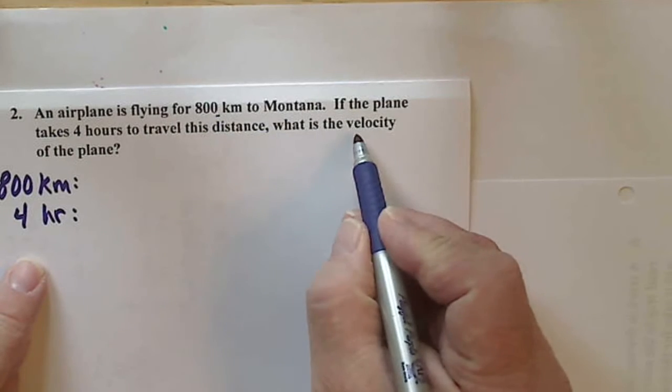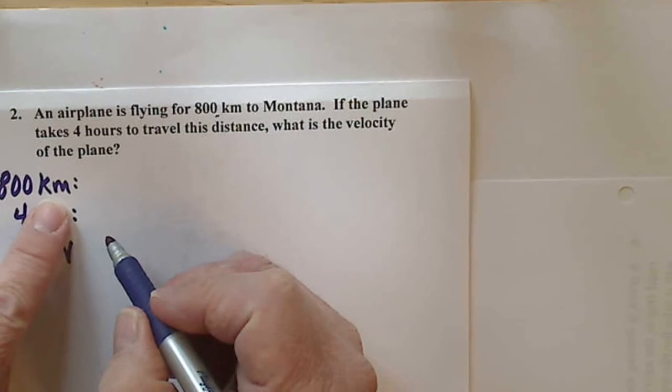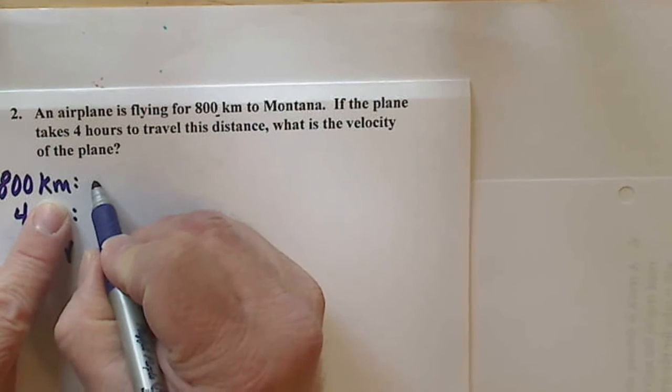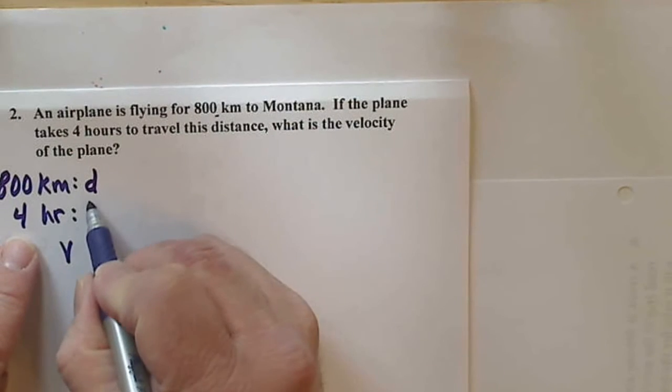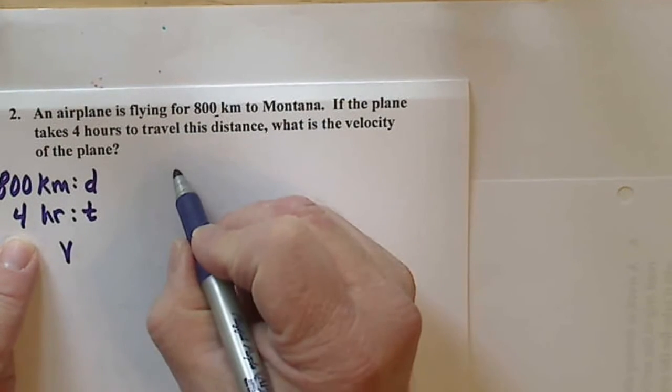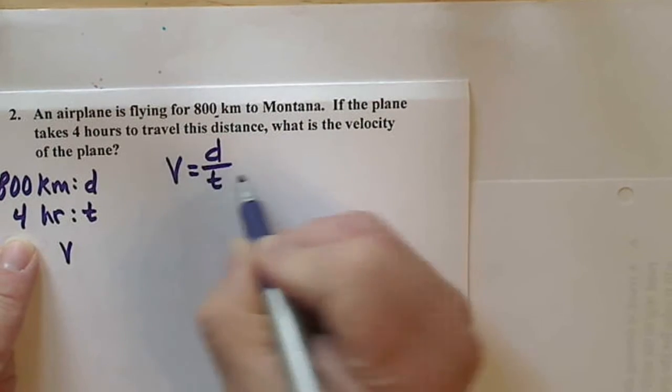And once again, they want us to find the velocity, so we'll put a v over down here. Now, kilometers, that's just like meters, that's a distance. That's how far or long something is. Hours, of course, you know that's time. So we're ready to go. So we write down our formula. v is equal to d over t.